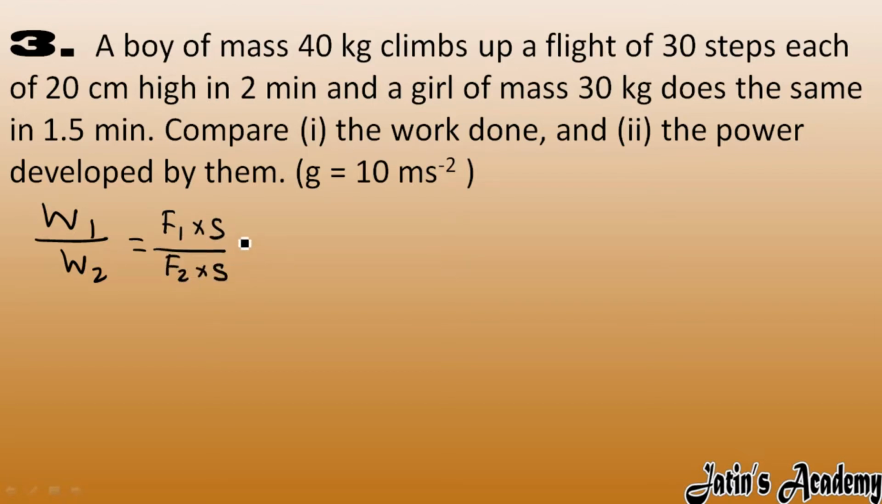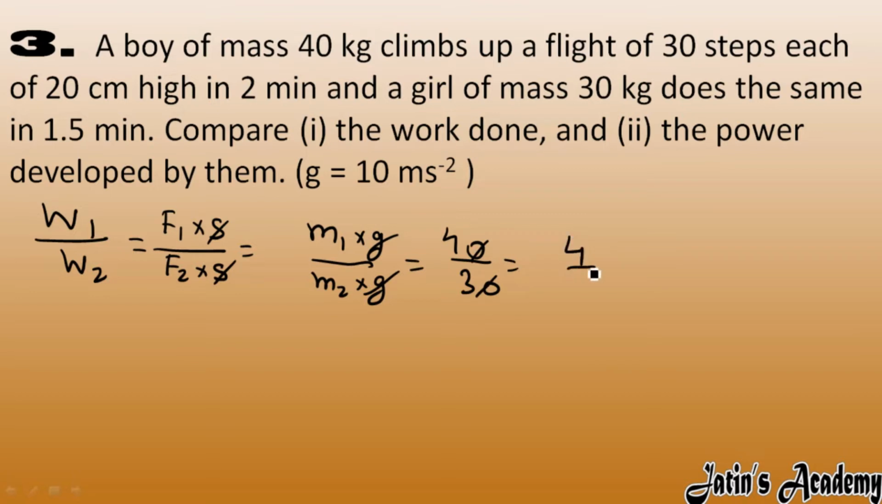Displacement is the same because they are raised by the same height. So the forces we have are m1 into g and m2 into g. Now g and g are again the same, so they cancel out. The mass values are 40 in the first case and 30 in the second case. So the work done ratio we got is 4 by 3, directly 4 ratio 3. But you will use this method only when you have to calculate the ratio.